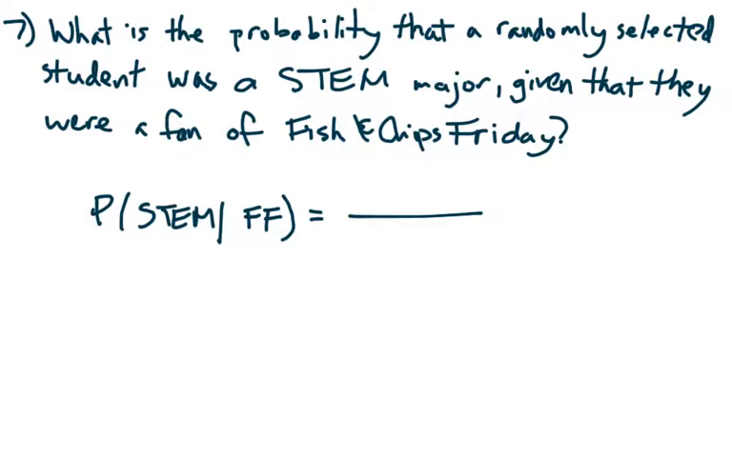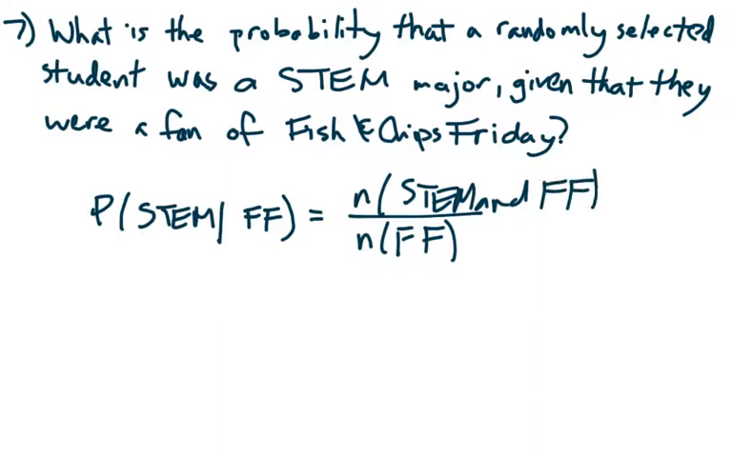The universe is the column Fish and Chips Friday, meaning that the sample space now consists of everyone altogether who voted for Fish and Chips Friday, and that the cell in question is the one at the intersection of the row and column, that is STEM and Fish and Chips Friday. So if you didn't get that right, here's your second chance. Go ahead and make sure you can find these numbers on the table. Rewind if you have to. Ready? 3, 2, 1, flip.